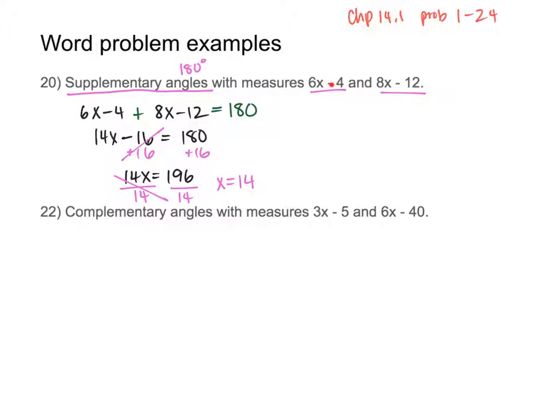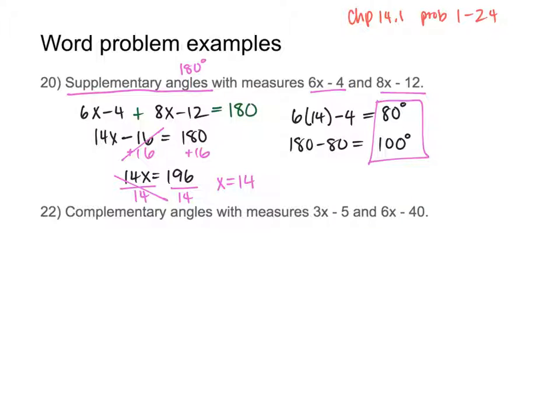I have to plug it back into these expressions to get what my actual angles are. So I'm going to just choose the 6x minus 4 to use. So 6 times 14 when I plug in that 14 for x. I'm going to work this out. Let me get a calculator here: 6 times 14 is equal to 84. Minus 4 gives me 80, so 80 degrees. Now, because I'm working with a supplementary angle, I could just take 180 and subtract 80, and that's just 100 degrees. And so I know that these two angles are my supplementary angles.